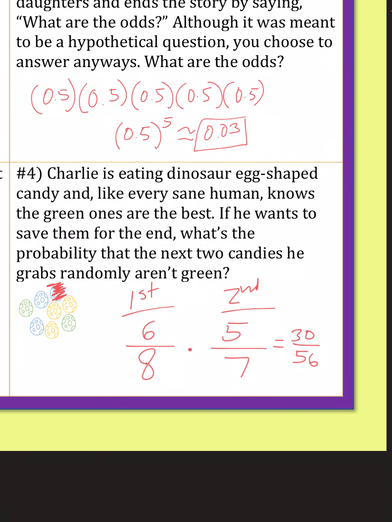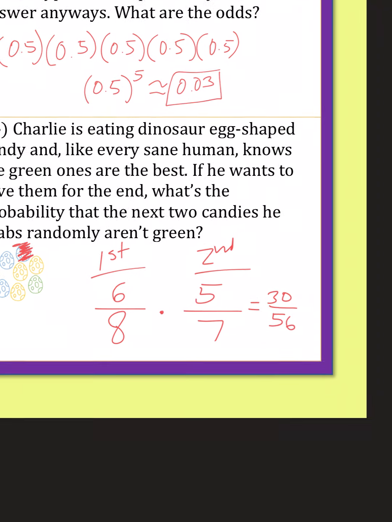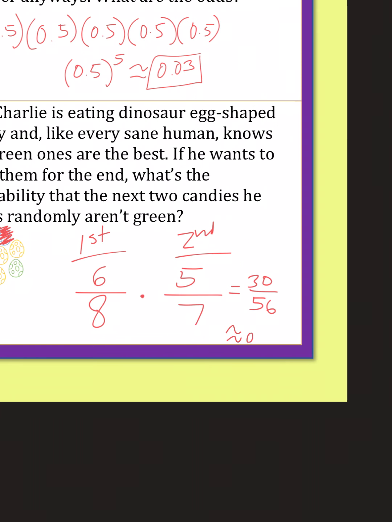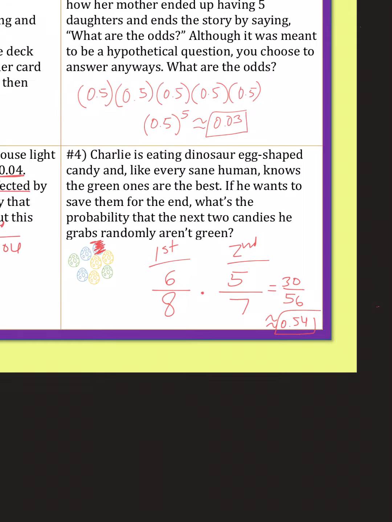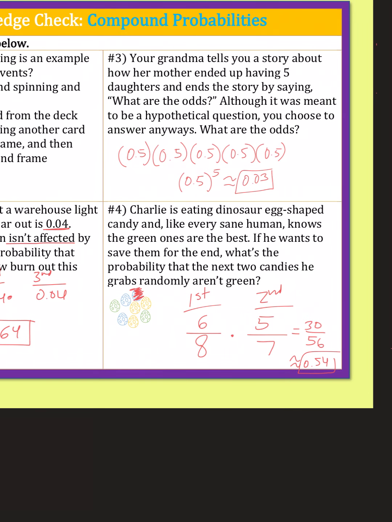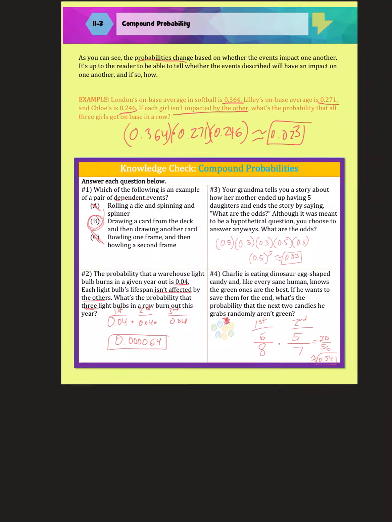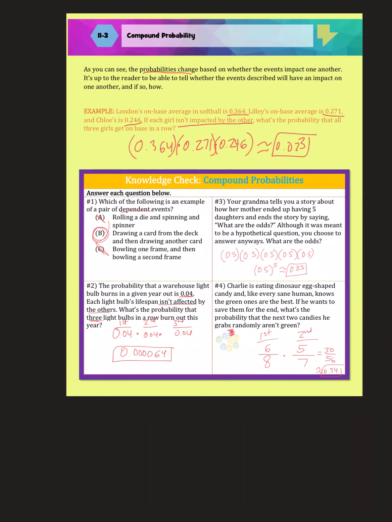I don't know what that is, but if I type in my calculator, 30 divided by 56 is approximately 0.54. So about 54% of the time, he would grab ones that aren't green, which I occasionally do when I eat gummies, but I typically try to save the green for last. So hopefully that helps. That should be the end of this section. If you have any questions, let me know.